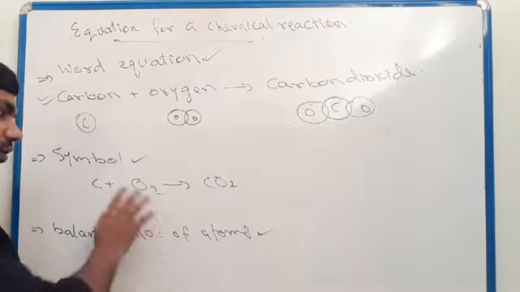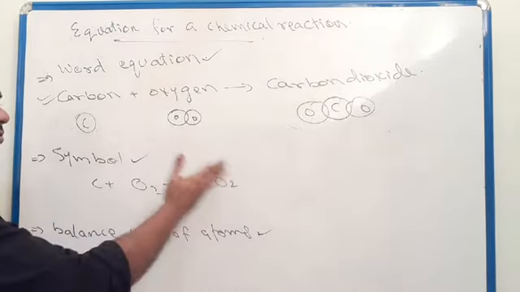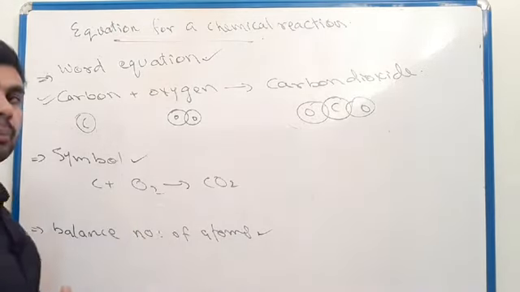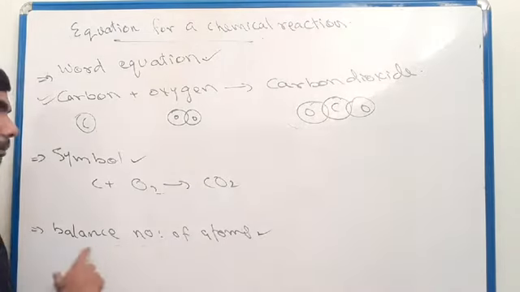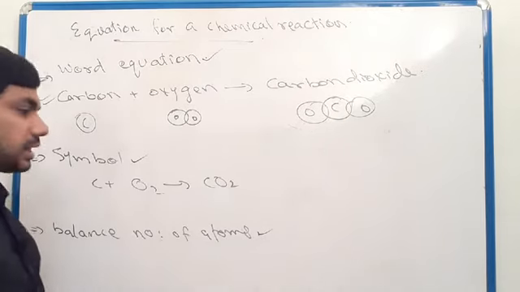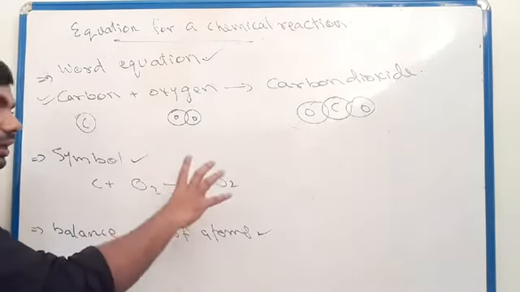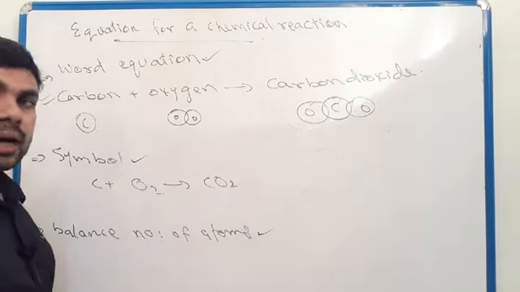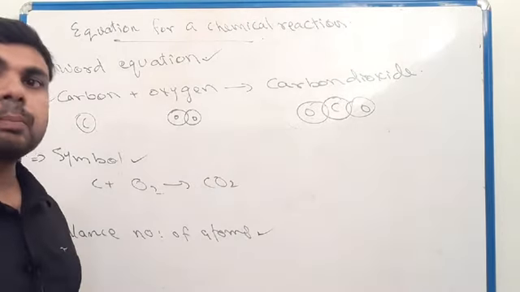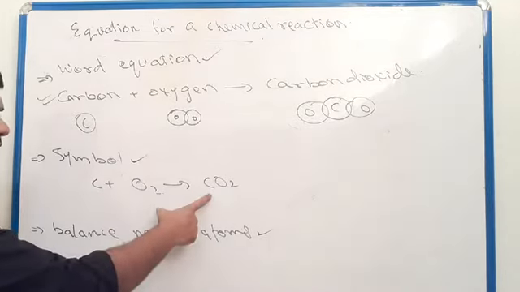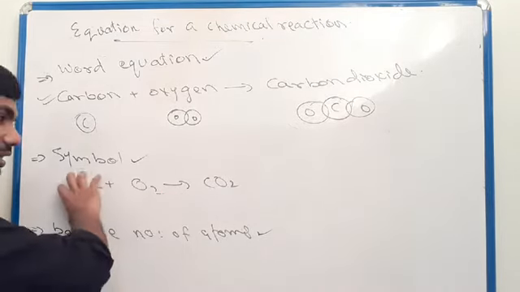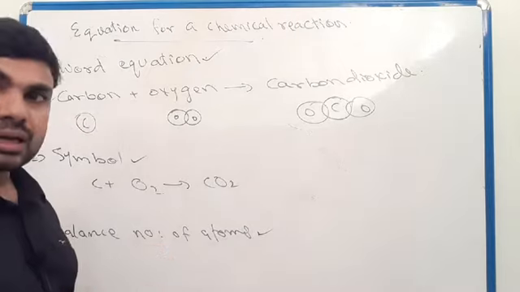Okay, and the number of atoms on each side, right side and left side, must be balanced. That is the third step, balance the number of atoms. See here in this equation, the atoms are already balanced. Sometimes you have to balance the number of atoms. Here one carbon, here also one carbon, 2 oxygen, 2 oxygen. In this case atoms are balanced.